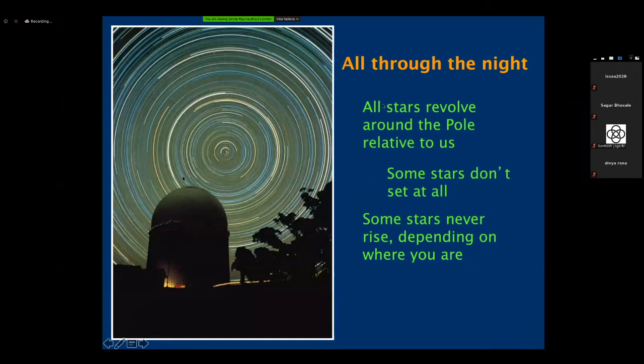Okay, the Earth turns around the pole. In the case of the South Pole, there is no star in the middle. In the North Pole, there's Polaris in the middle. And you can see that all stars are going around. So you can also see this is probably a 10-hour exposure, or more than 8 hours, because that's the trail of a star as it goes around.